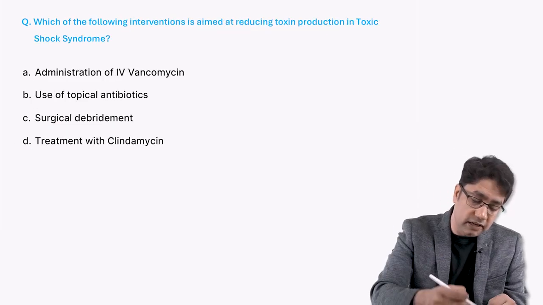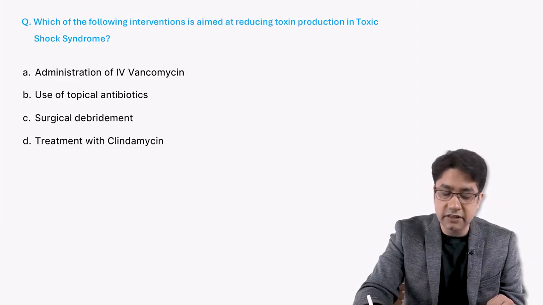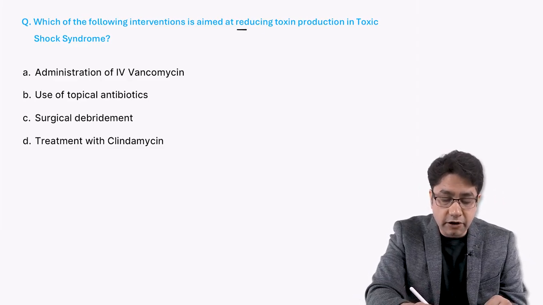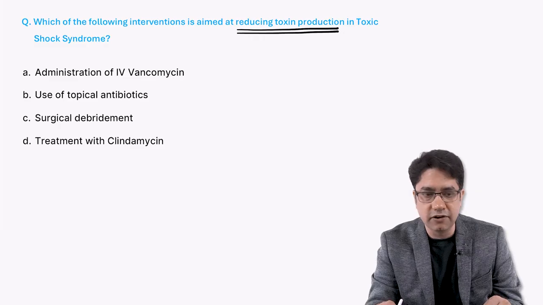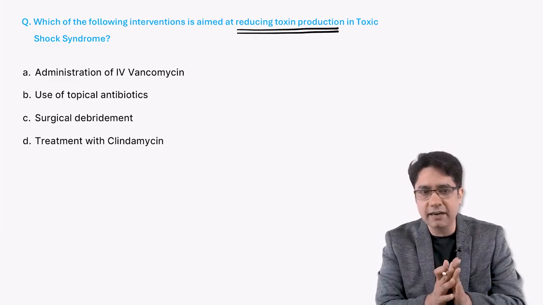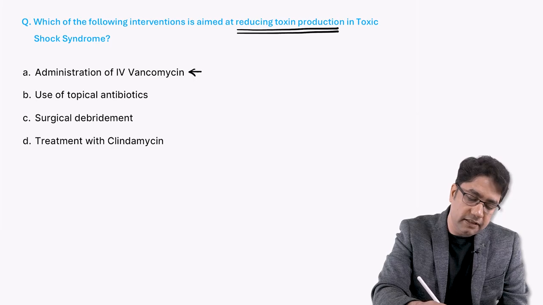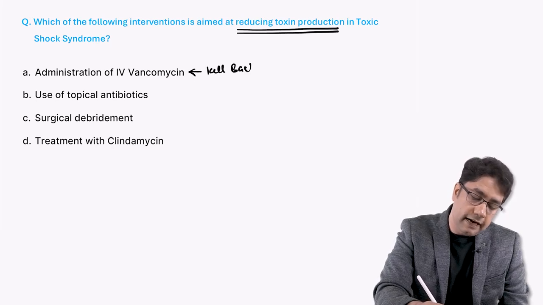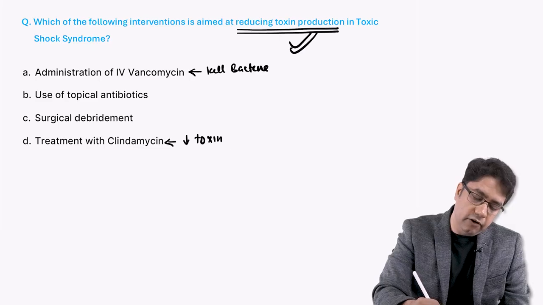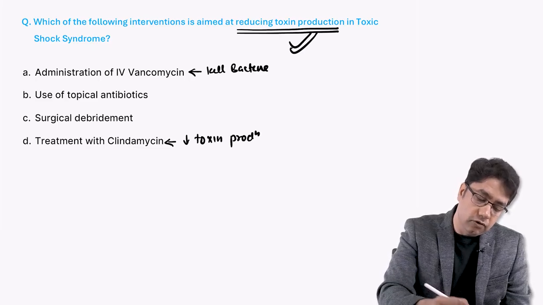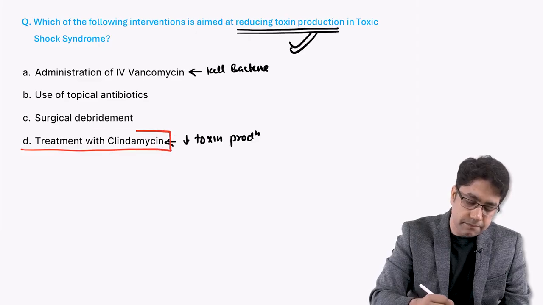So let's talk about the last question. Which of the following interventions is aimed at reducing toxin production in toxic shock syndrome? Remember, to kill bacteria, we give vancomycin. And to reduce toxin production, we give clindamycin. Clindamycin reduces toxin production. So the correct answer is D.